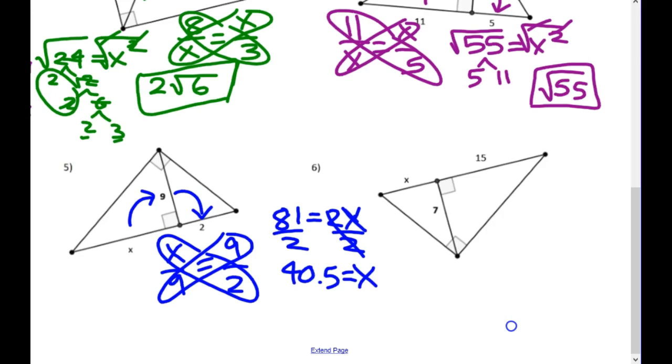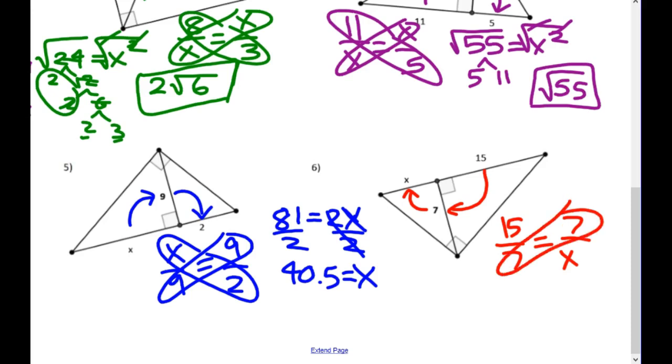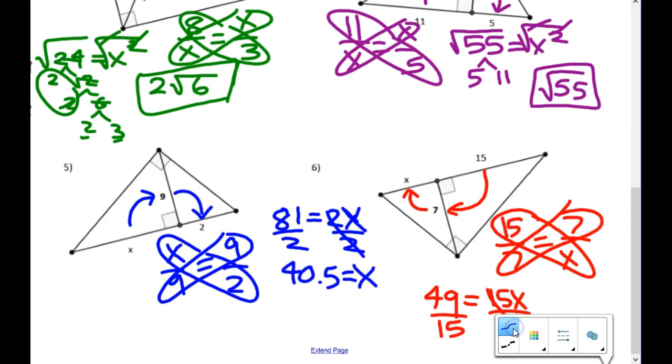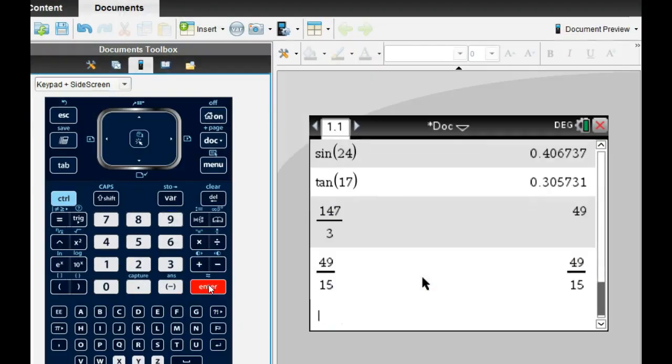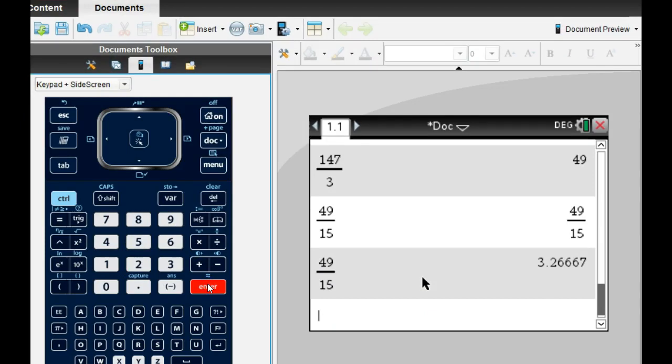Alright. And then, last but not least, big over middle, middle over small, 15 over 7, 7 over x. 7 times 7 is 49. 15 times x is 15x. Then we get rid of 15, the coefficient, by dividing, as usual. Okay, and what is 49 divided by 15? Let's find out. 49 divided by 15. Hit Control Enter to get the actual number. We get 3.27.